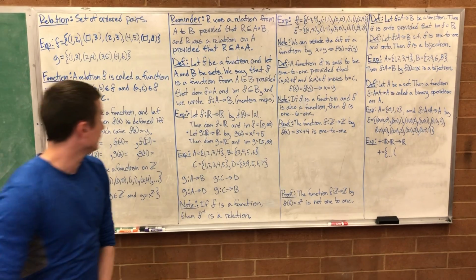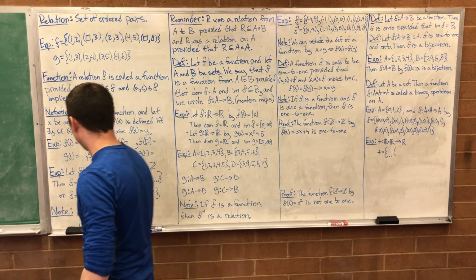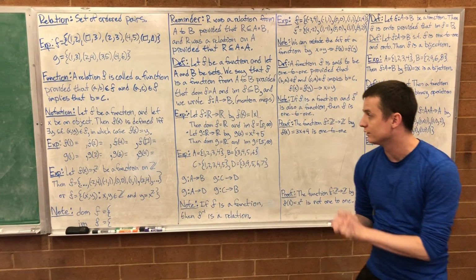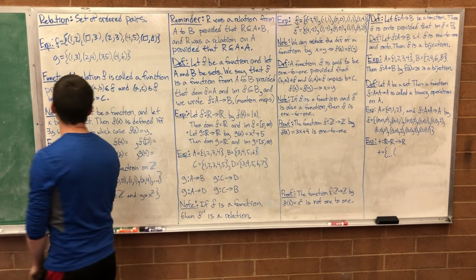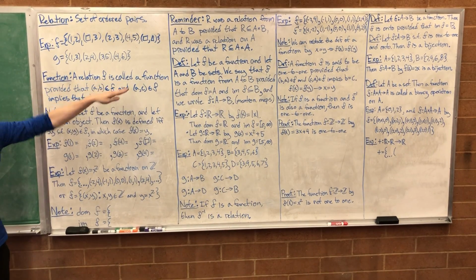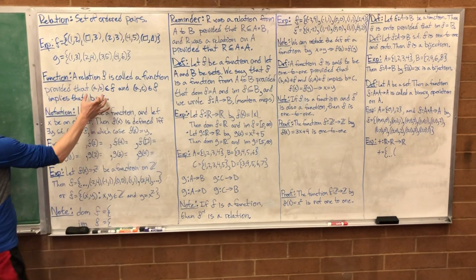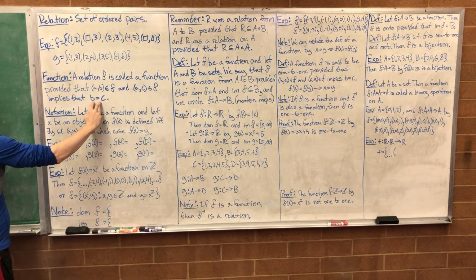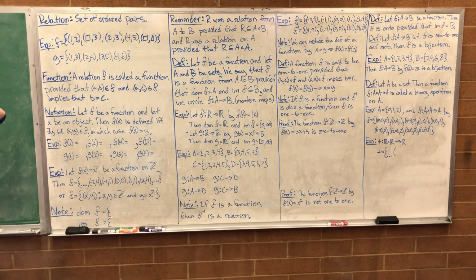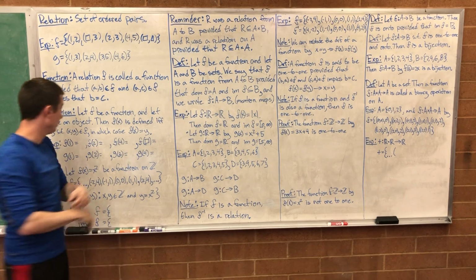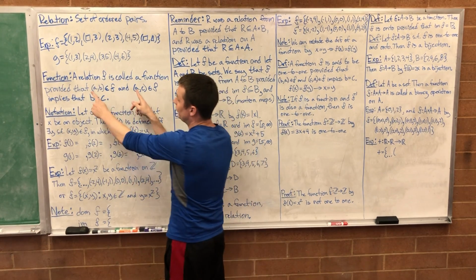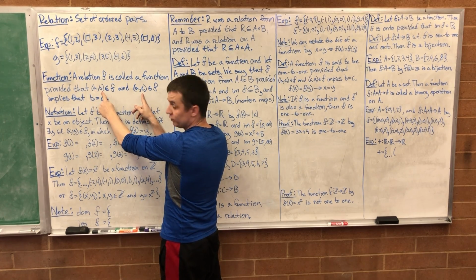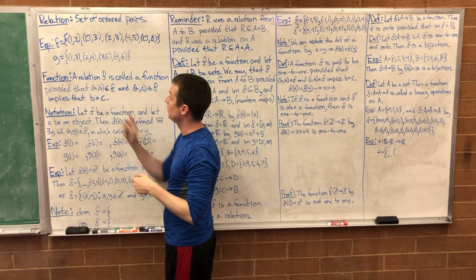So, let's get to functions. A function is a special type of relation. A relation is just a set of ordered pairs. A relation f is called a function provided that anytime I have (A, B) inside the relation and (A, C) inside the relation, I'm guaranteed B equals C. The intuitive way of viewing this: every left-hand element goes to the same right-hand element. So if A goes to B and A goes to C, B and C better be the same thing.